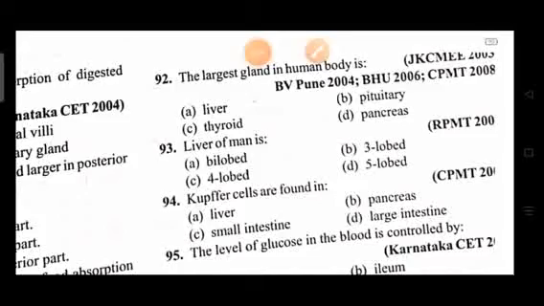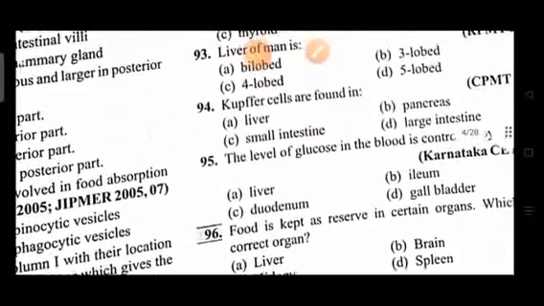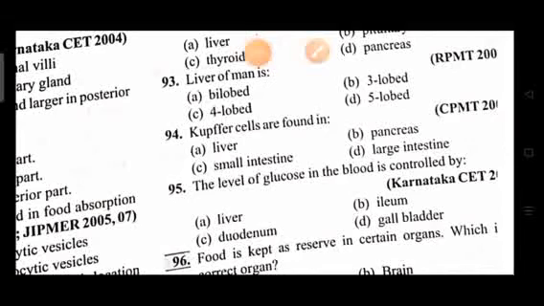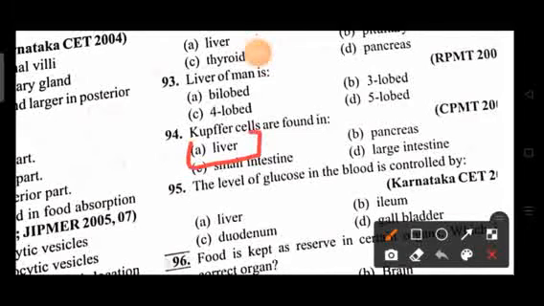Next, Kupffer cells are found in the liver. The liver has got its name from the Kupffer cells. These are engulfing cells which help in the digestion of red blood cells and converting them into bilirubin and biliverdin. So Kupffer cells are found in the liver, and they are helpful in phagocytosis.